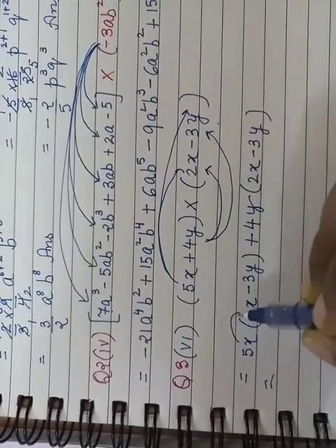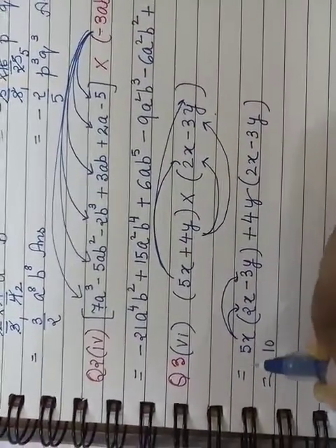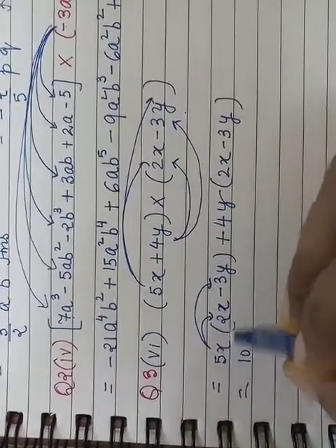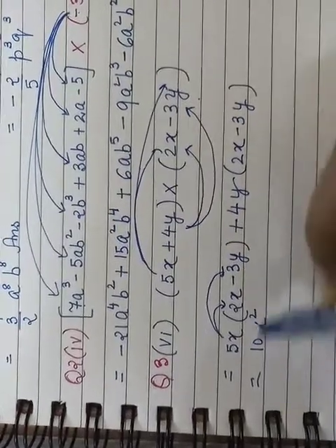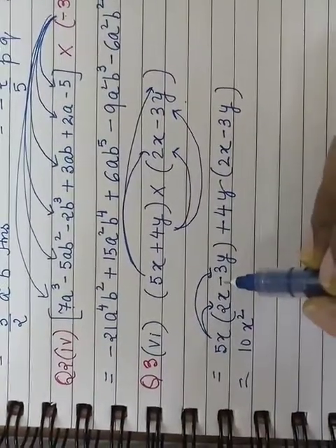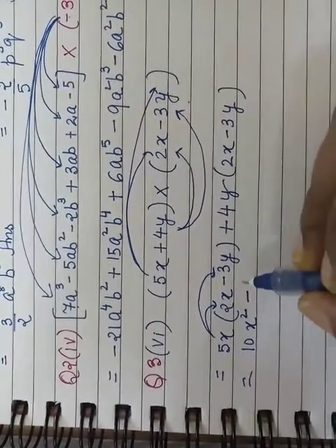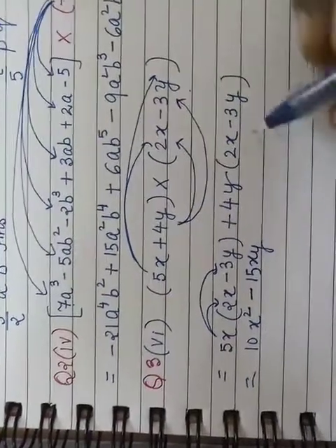5 into 2x will give you 10. This is plus, this is also plus, so sign is going to become plus. 5 into 2 will give you 10. X into x will give you x square. This is plus, this is minus, therefore sign is going to become minus. 5 3s is 15. X into y will give you xy.